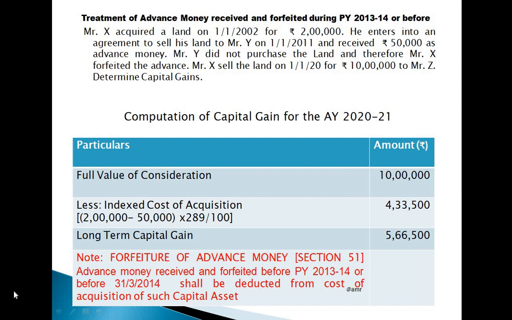Then since it is a long-term capital asset, indexation has to be done. So into the cost of inflation index of the current previous year, that is 289, divided by the cost of inflation index of the year 2001-2002, which is 100. After calculating, we get the indexed cost of acquisition as 4,33,500. There is no cost of improvement nor any expenses on transfer. So after deducting the indexed cost of acquisition from the full value of consideration, the long-term capital gain will be 5,66,500.